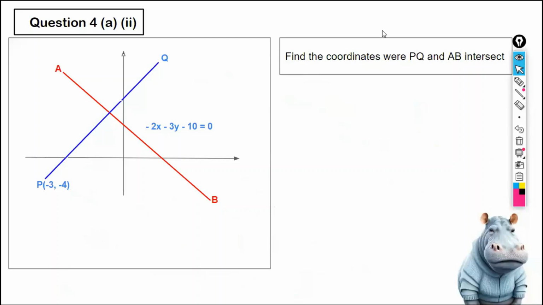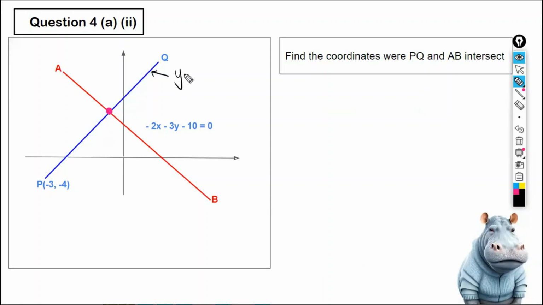Right. So now in the next question, they want to know where the two lines intersect. In other words, they want the value of this point here. They want the x and y coordinate over here. Remember, we just found the equation of the blue line. Let me write it back. y is equal to 1.5x plus 0.5.